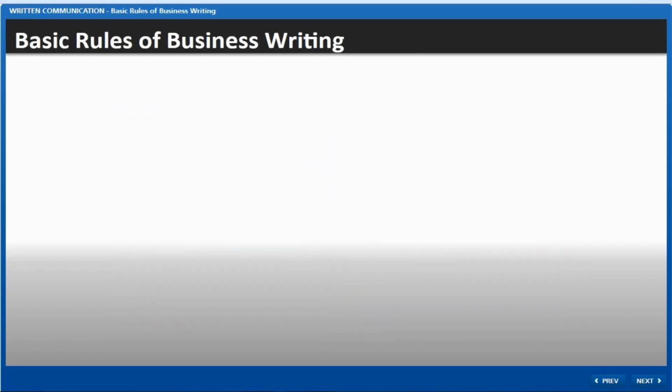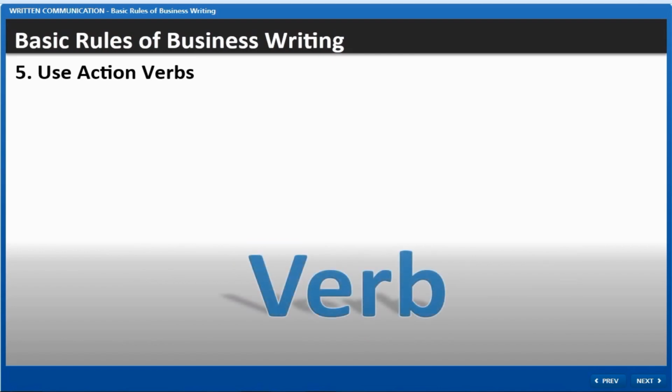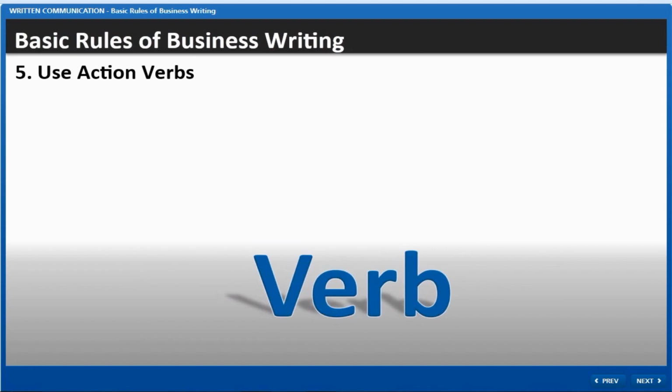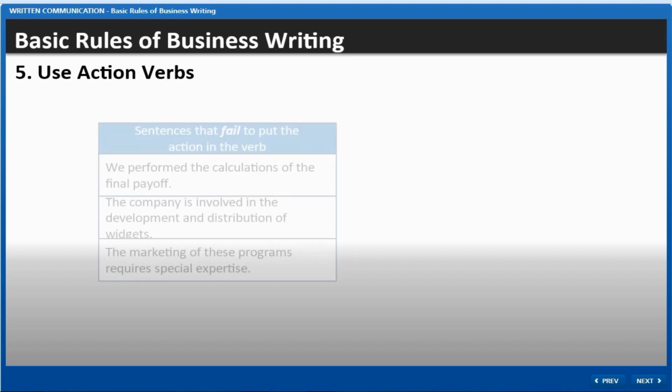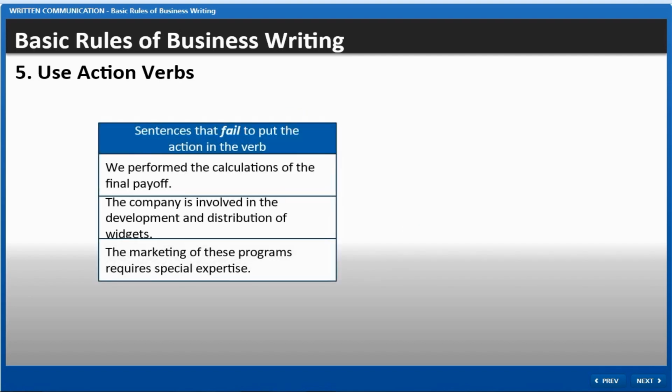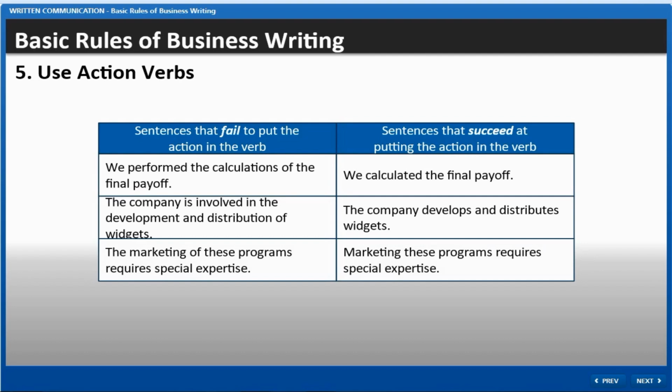Step 5. Use action verbs to add clarity and power to your sentences. To put action in the verb, look for words that hide actions and change these words into action words or verbs. Many of these words end in tion, and many are surrounded by the, an, or of. Compare these examples to see how putting the action in the verb makes a sentence more clear, strong, and concise.